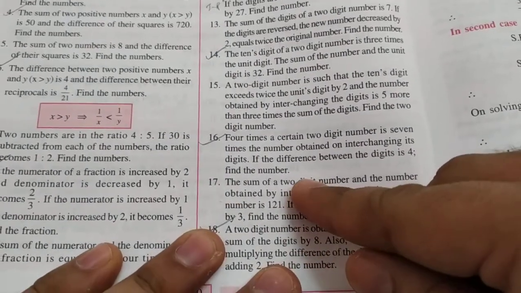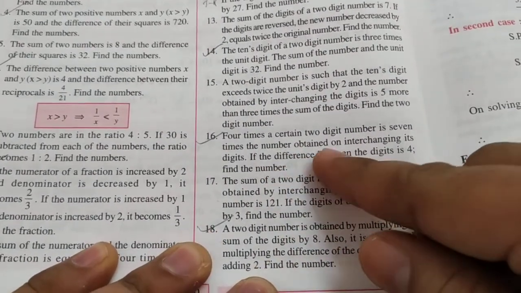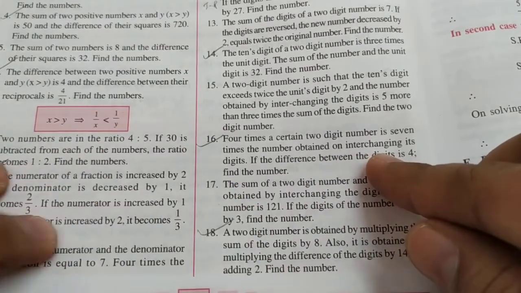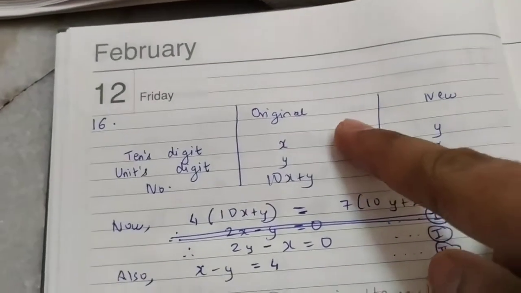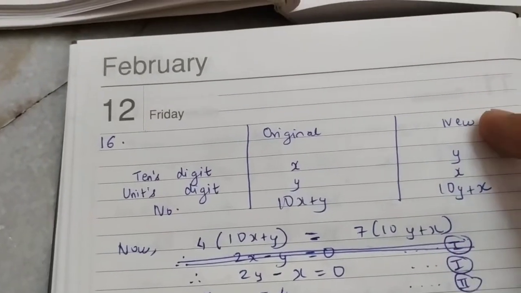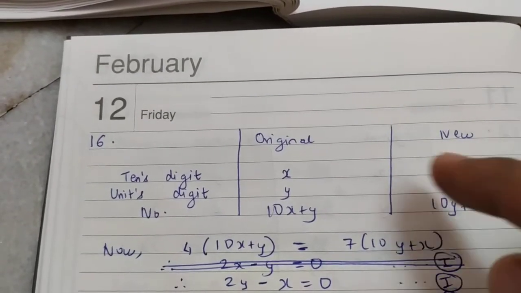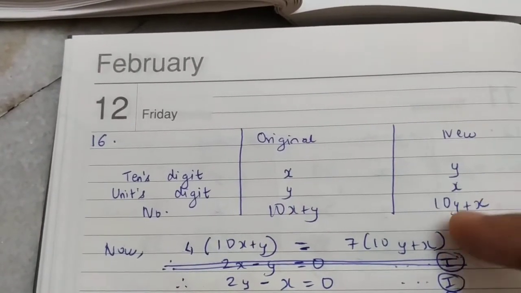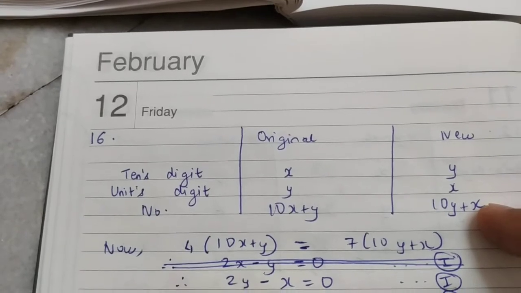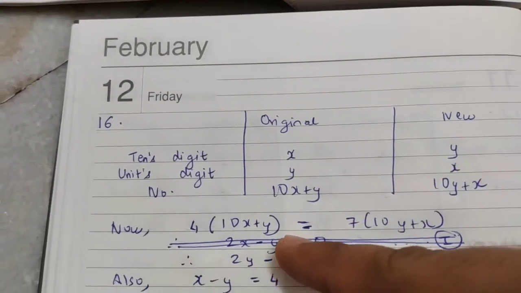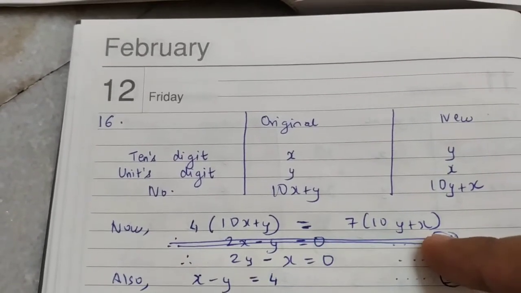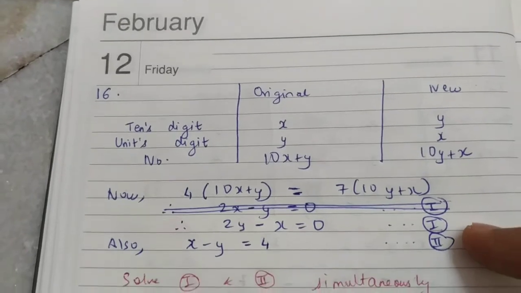In the 16th sum, again 2 conditions are given, and here also they have mentioned about interchanging the digits. So whenever they talk about interchanging the digits, they should make a table, original values and the new values, or you can even say interchanged values. So we take the original number as 10x plus y. So the new number will be 10y plus x. Now according to condition number 1, they said that 4 times the original number is 7 times the interchanged number. So open the brackets, like terms together, and you get equation number 1.